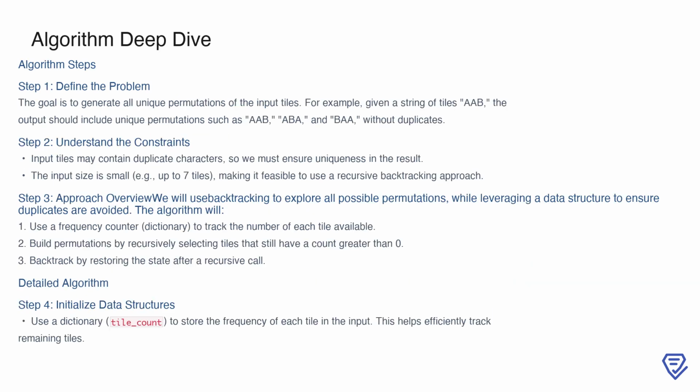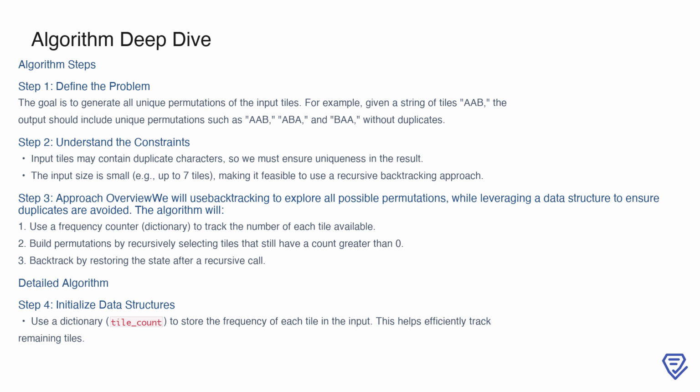To solve the problem of generating all unique permutations of a given set of letter tiles, we start by clearly defining our task. The goal is to consider all possible arrangements of the tiles, ensuring that no duplicates exist in the final output. For example, if the input is AAB, our result must include AAB, ABA, and BAA, but should not repeat any of these.